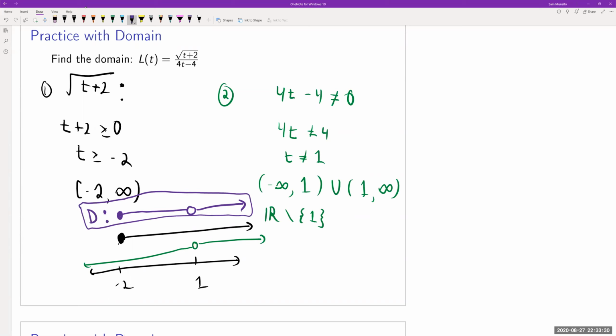Again, a couple ways I can describe this domain. Way number 1 that you could choose could be the union of two different intervals, negative 2 to 1, and then 1 to infinity, describing the two different pieces. Alternatively, you could describe this just saying I've got negative 2 to infinity, except 1. You don't include 1.